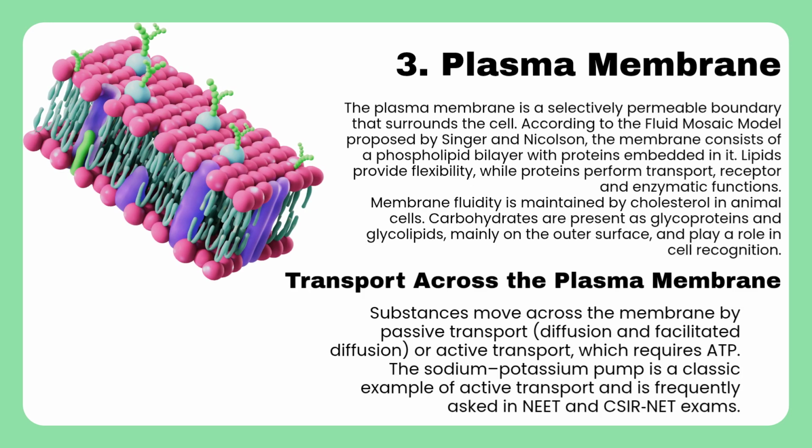Plasma membrane. The plasma membrane is the outer boundary of the cell and is selectively permeable in nature. According to the fluid mosaic model proposed by Singer and Nicholson, the plasma membrane is made up of a phospholipid bilayer with proteins embedded in it. Lipids provide flexibility, while proteins perform transport and receptor functions.